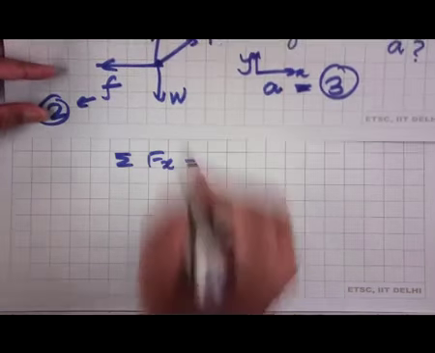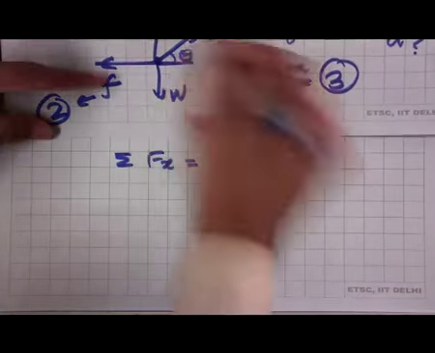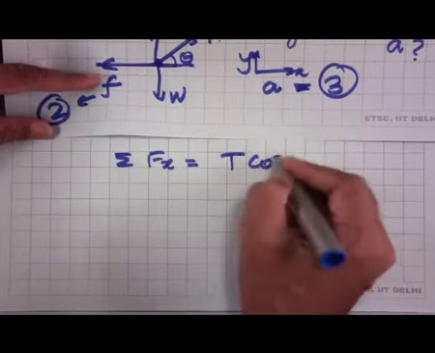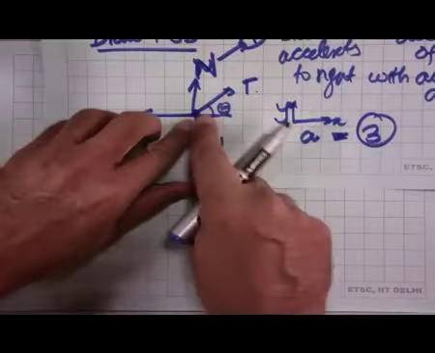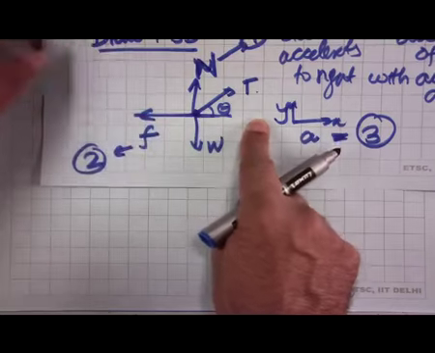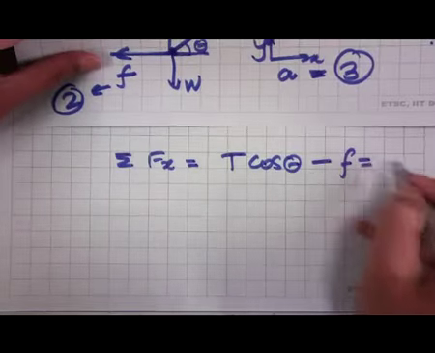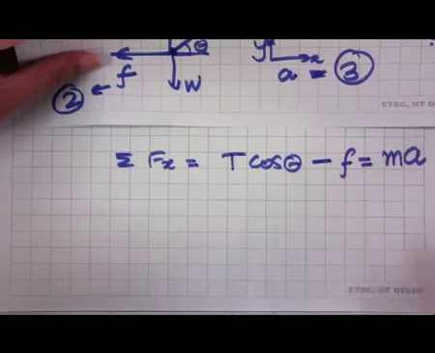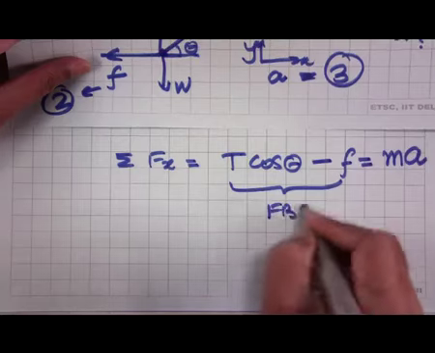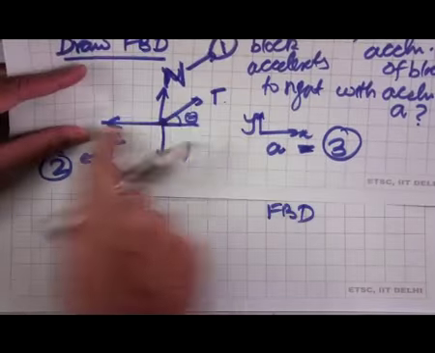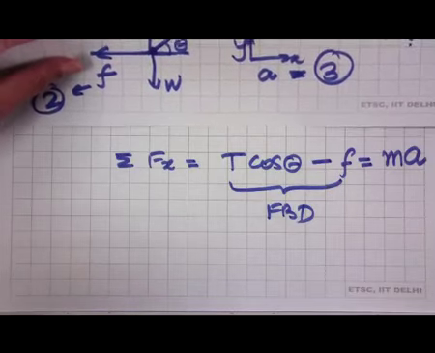So, forces in the x direction, if this angle is theta, then because of this tension T, the force in the x direction will be T cos theta. So, it is T cos theta minus F is equal to m times a. This left hand side comes from the free body diagram, T cos theta minus F, and this is equal to mass times acceleration of the block.